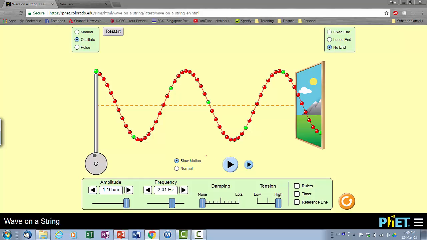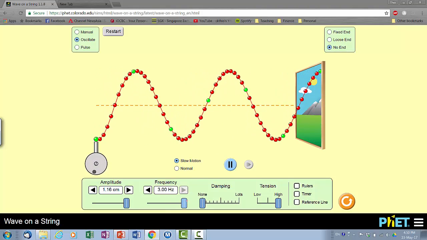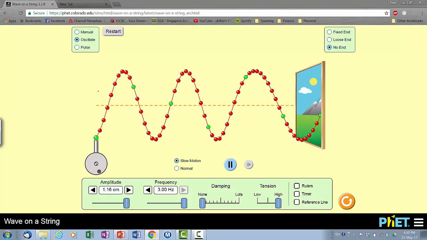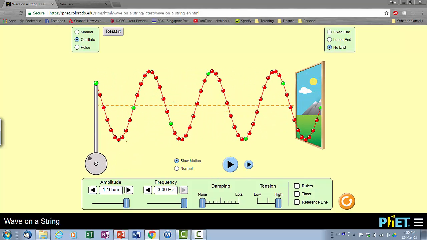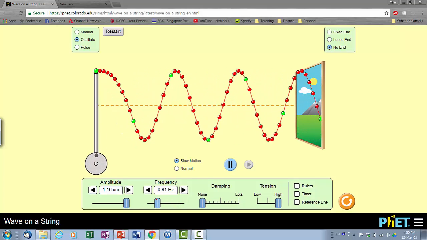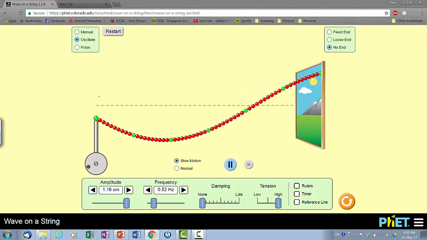So how do we actually change the wavelength? You find that we change the wavelength by manipulating this thing called frequency. Let's play again. If I increase the frequency, you find that this pops up and down faster, and the wavelength seems to be shorter. But if I change the frequency lower, this one goes up and down much slower.